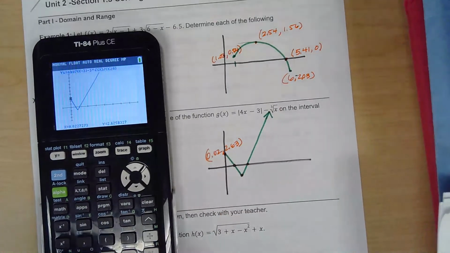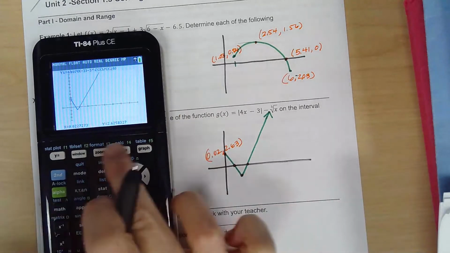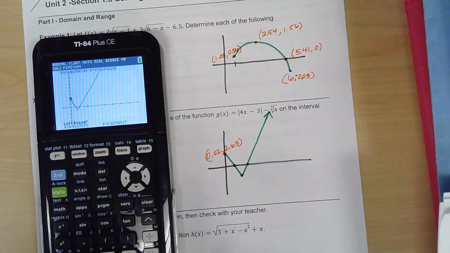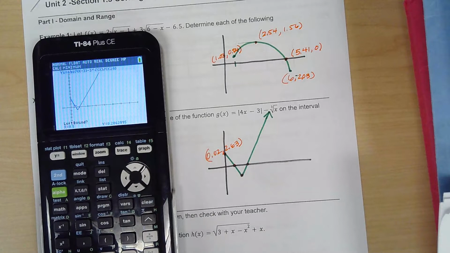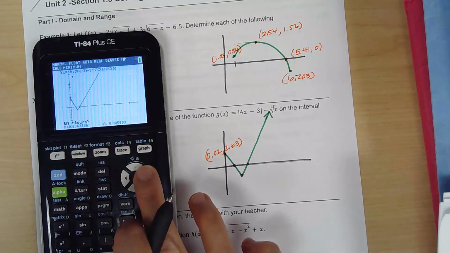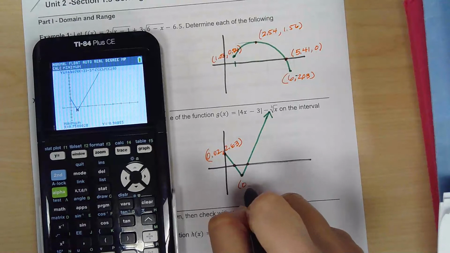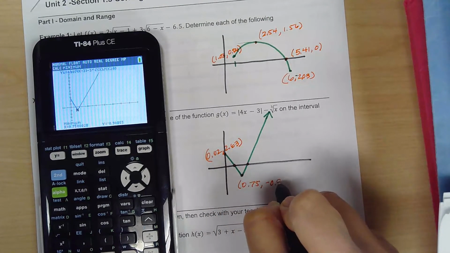All right, let's find that minimum. This is a lowest point this time. So hit second trace, go down to option 3, which is minimum. You're going to do the left bound, right bound thing. Move your cursor somewhere to the left of your minimum, hit enter. Move your cursor somewhere to the right of your minimum, hit enter again. I got 0.75, comma, negative 0.91.